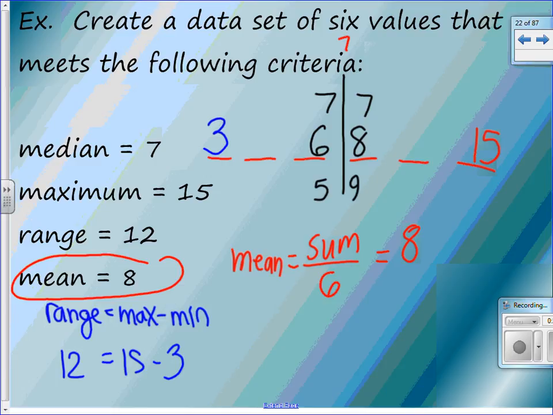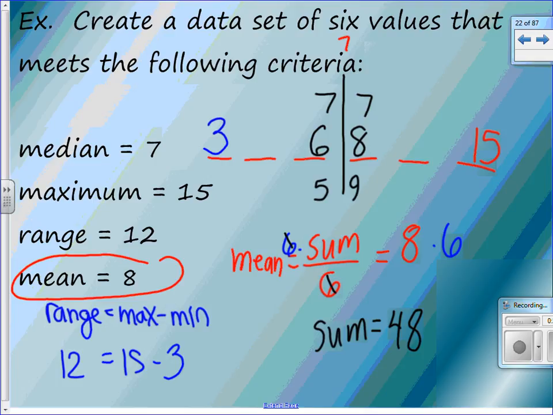So to solve, I have a number divided by 6 equals 8. So you can either just guess what divided by 6 equals 8, or you can multiply both sides by 6. And then on the left side, the 6's would cancel. And so then you get the sum equals 48. Meaning, all the numbers have to add up to 48. Questions on that part of it?